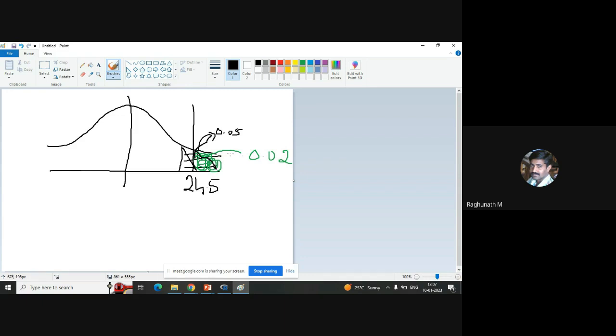Now look at 1%. See, this region is going to be 5%, so where will the 1% come? The 1% will come here.